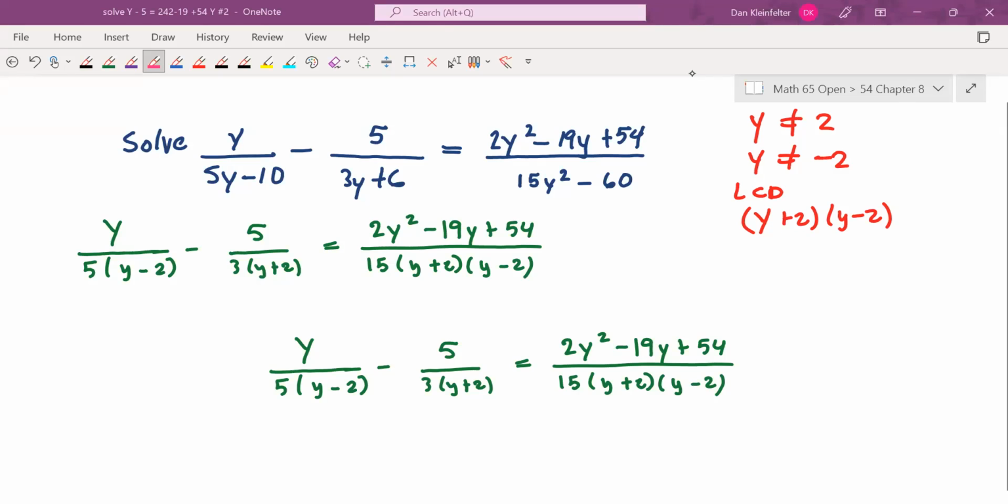All right, so the first thing I did was I factored the denominators. I've got 5 times y minus 2, 3 times y plus 2, and then 15 times y plus 2, y minus 2. So taking a look then, we can see that our 2 exclusions are going to be 2 and negative 2. And the LCD is going to be y plus 2, y minus 2. So we're going to multiply both sides by y plus 2, y minus 2.